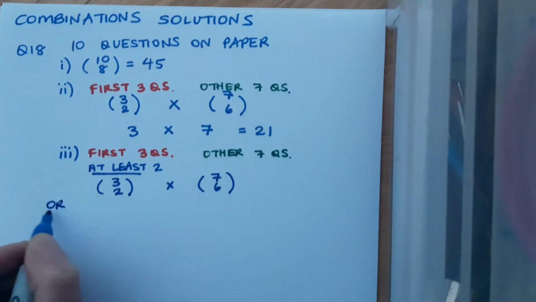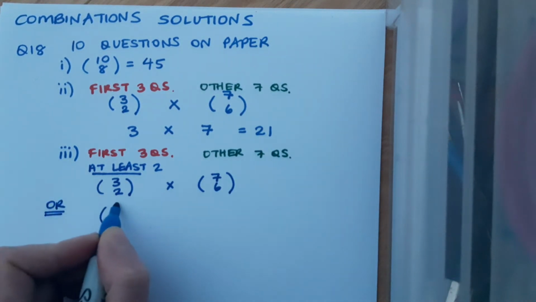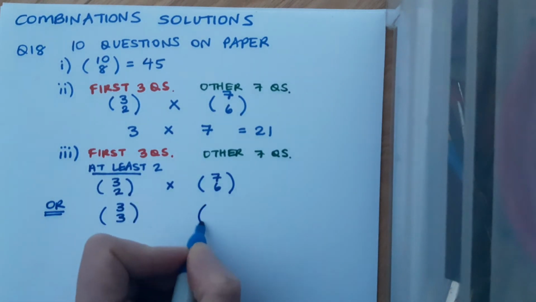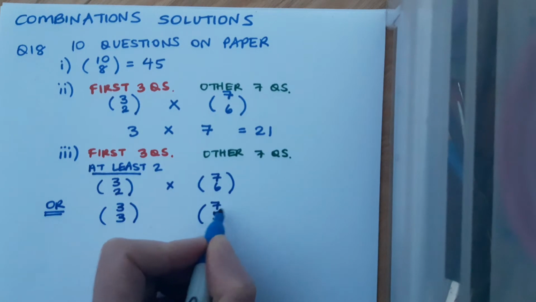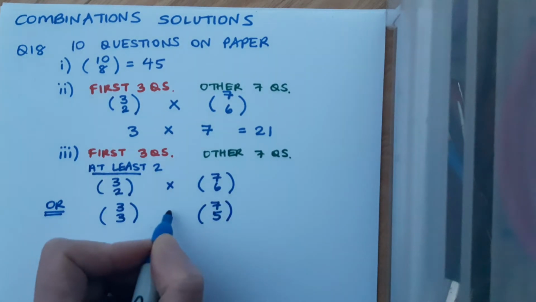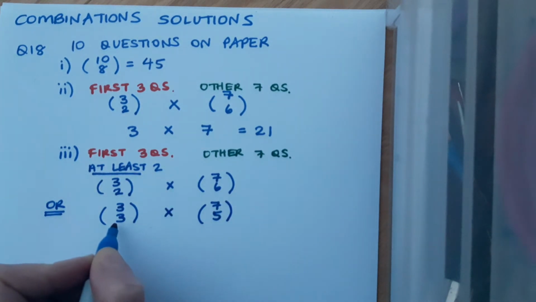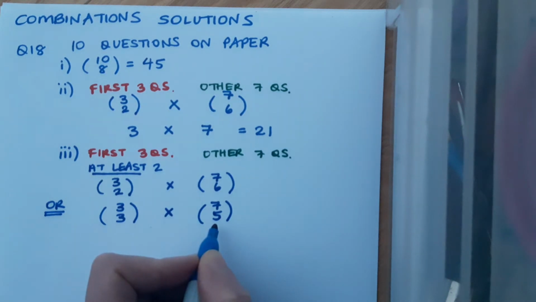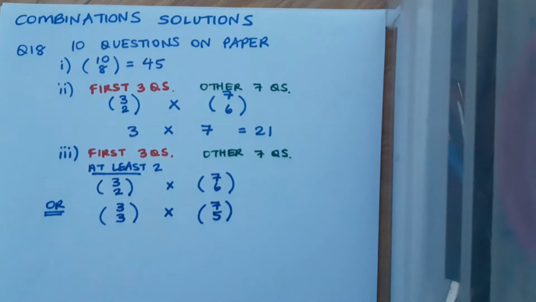Or I could decide to choose all 3 questions from that first 3. And I could then have to choose 5 questions from the remaining 7. So in that case, I'd choose 3 questions from the first 3, and, which means multiply, 5 questions from the remaining 7, and I can work out my answer for that. And this comes out as 21.